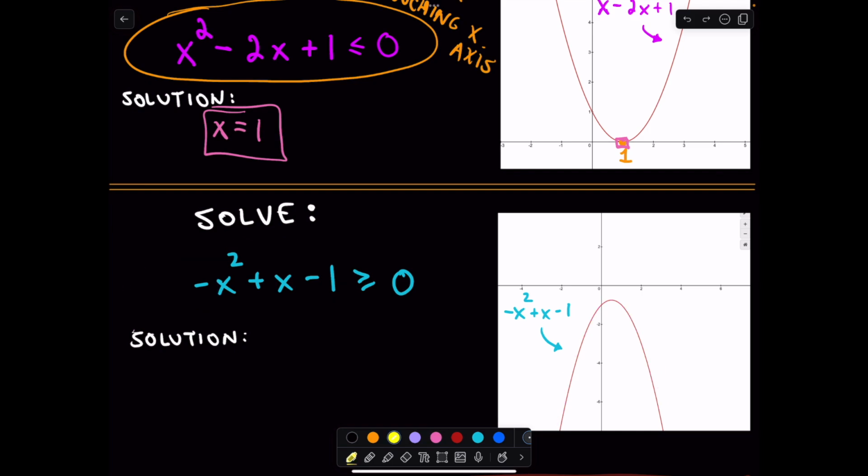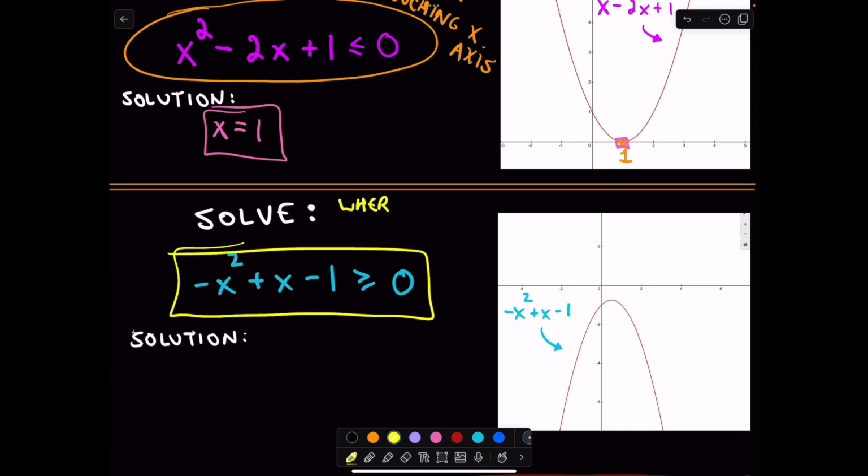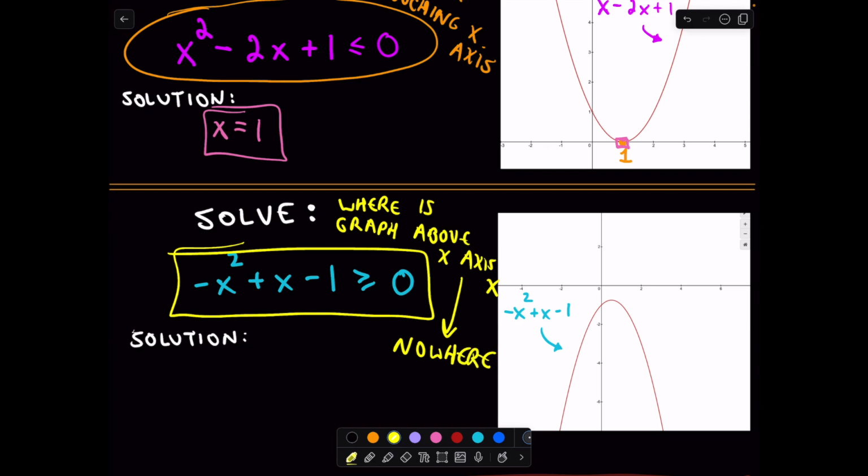Now, this inequality basically says, where is the graph greater than or equal to 0? Well, if it's greater than or equal to 0, that means where is the graph above the x-axis? If this is the x-axis, where is the graph above the x-axis? I think we would say nowhere. It's simply not above the x-axis. So the solution, we would say, well, there are no solutions. You could say no solutions.